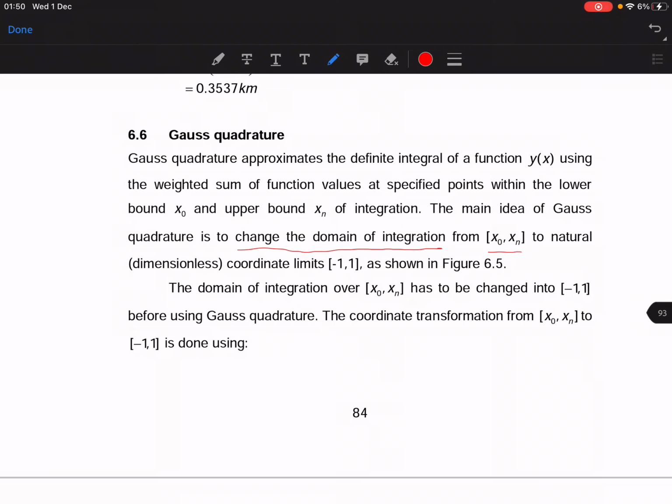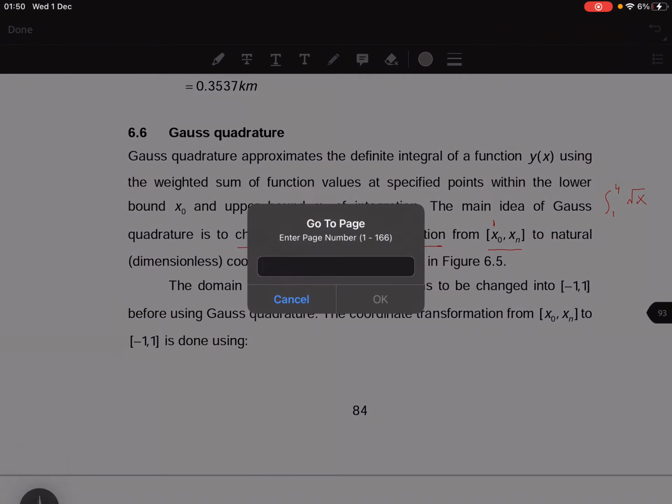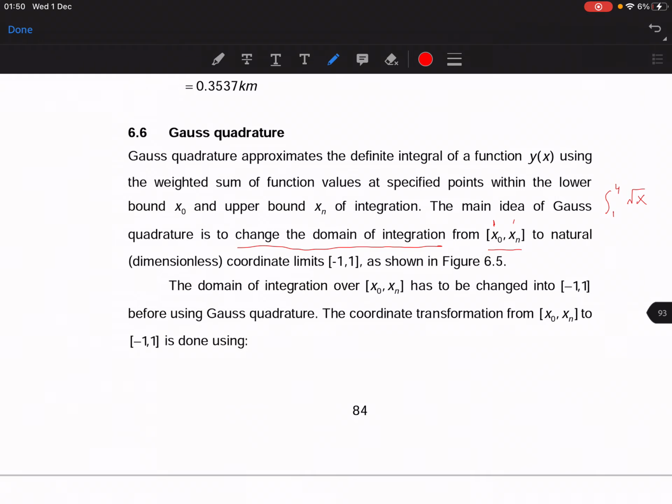For example, if you have a function of the integral from 1 to 4 of square root x dx, so this x0 is 1 according to the lower limit, and xn is the upper limit, which is 4, to a natural dimensionless coordinate with a limit of -1 to 1, meaning that from 1, 4, we're going to change the coordinate limit to -1, 1.